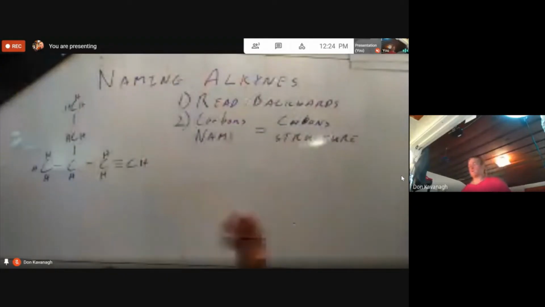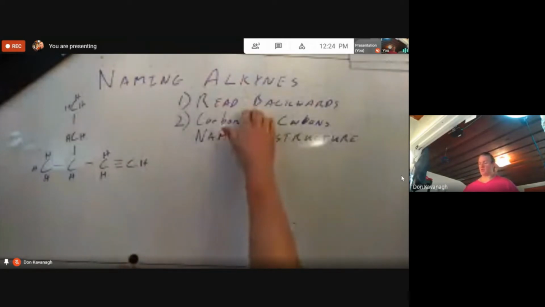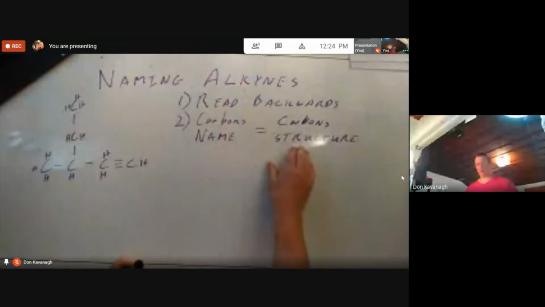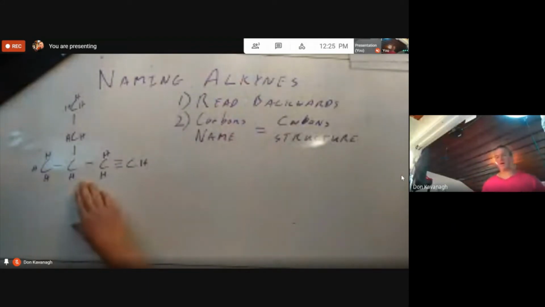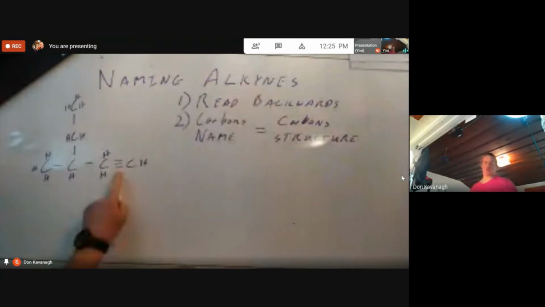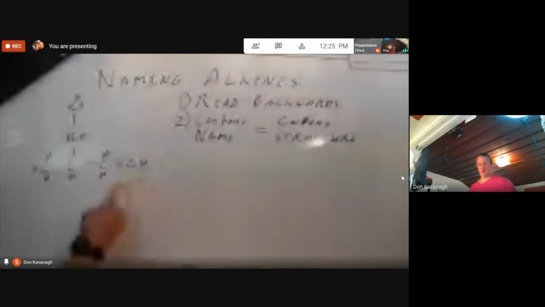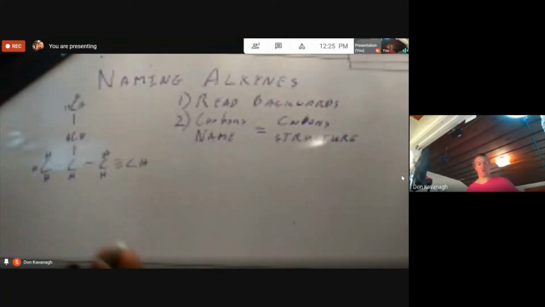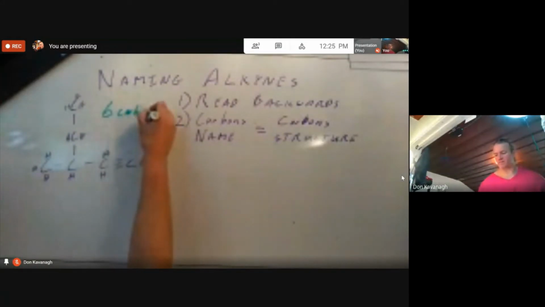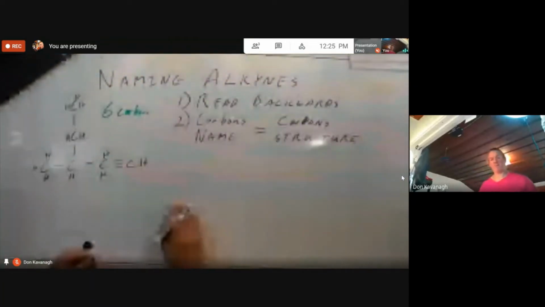Naming alkynes. When reading nomenclature for hydrocarbons, the two best tips I was given were to read backwards, and the carbons in the name have to equal the carbons in the structure. Here is an alkyne, and we call it an alkyne, YNE, because of this triple bond in here. There are 1, 2, 4, 6 carbons in this structure, so our name has to have 6 carbons. We're going to write our name backwards.